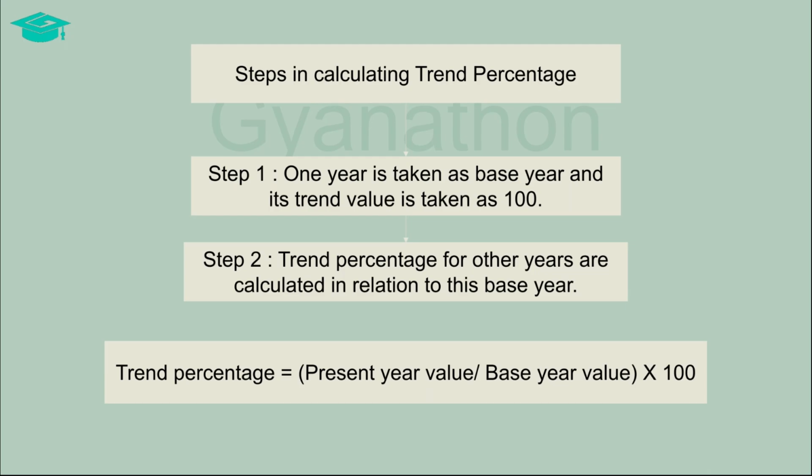In trend analysis, firstly, one particular year is taken as the base year and its trend value is taken as 100. Once the base year is set, then the trend percentages for the other years are calculated as a percentage of this base year. That is, the value for the present year is divided by the base year value and multiplied by 100.